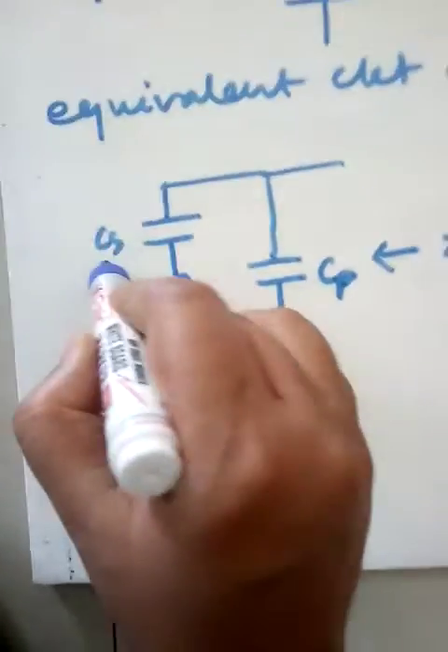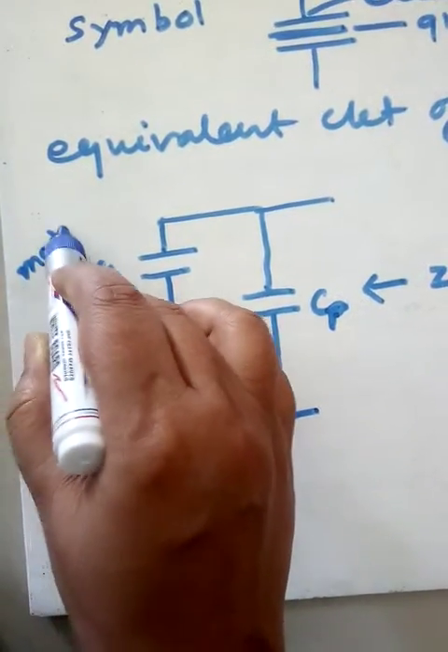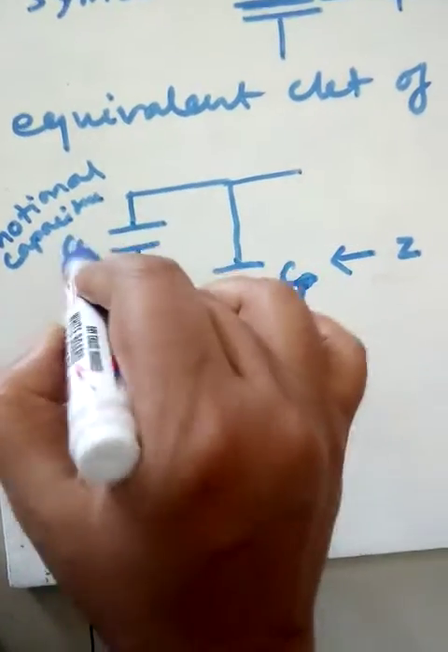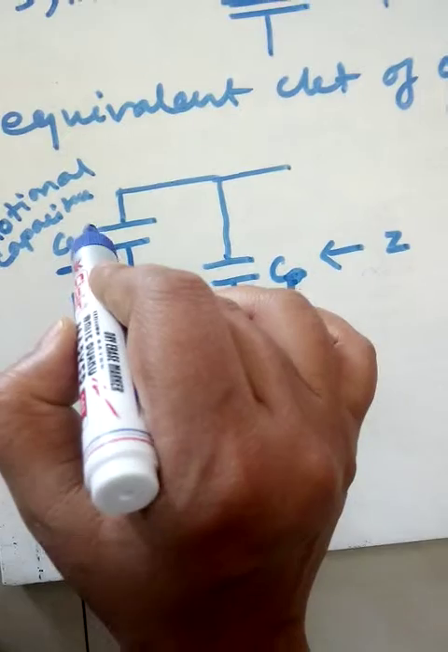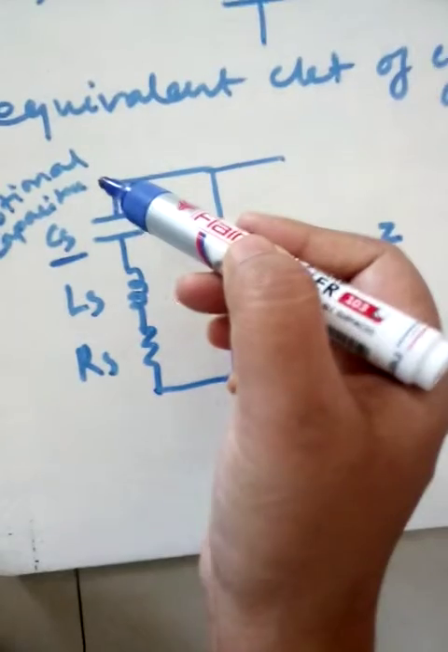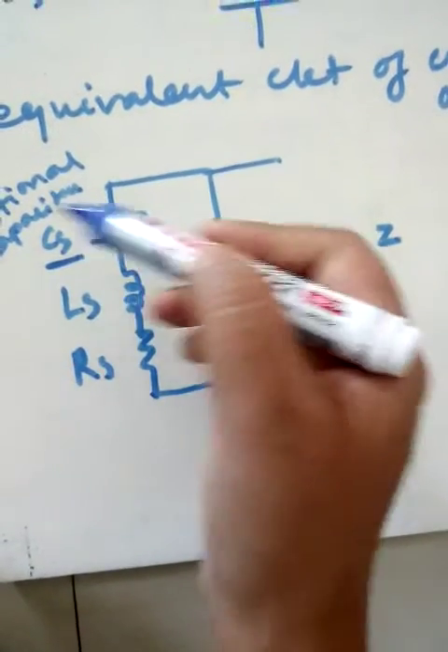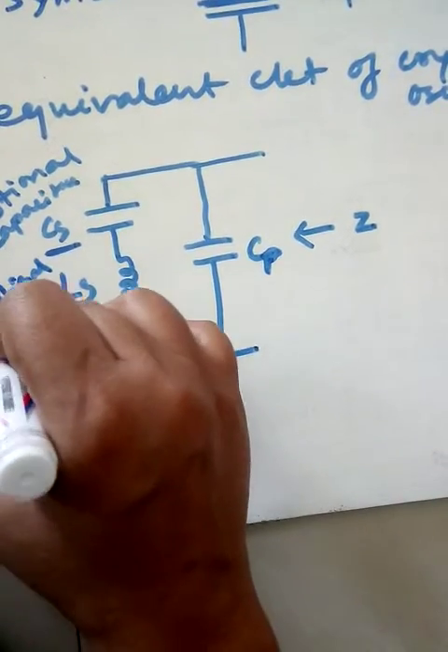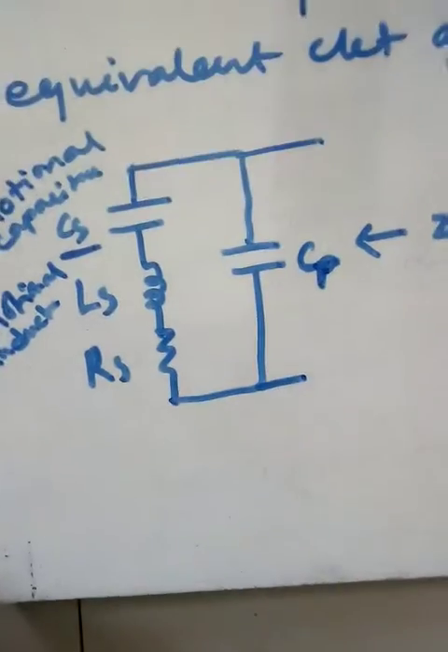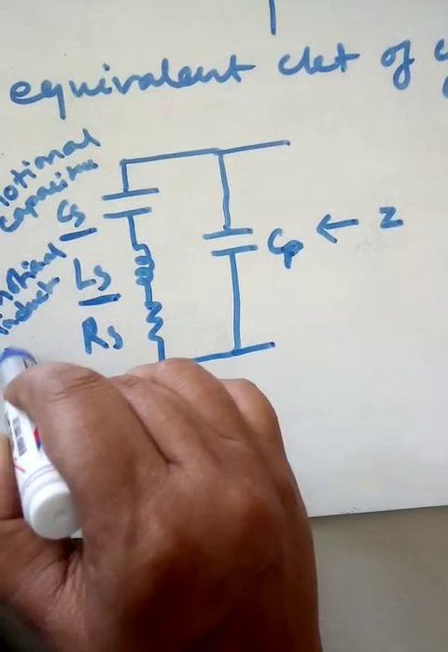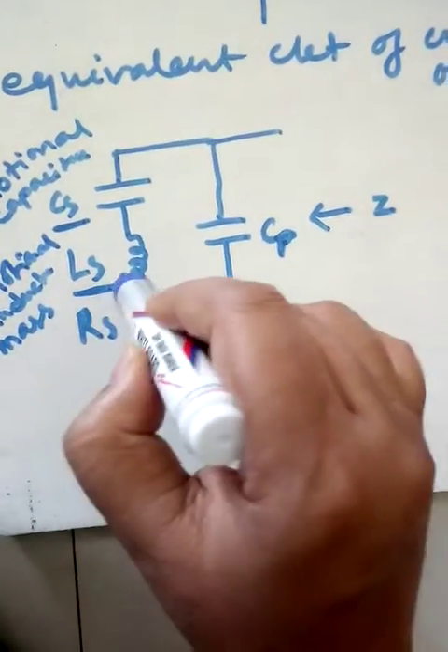Now what are these Cs, Ls, Rs and Cp? Cs is called the motional capacitance. It depends upon the characteristics of the crystal. Characteristics means the area of the plates, the thickness of the quartz crystal, the elasticity, etc. Next is Ls. Ls is called the motional inductance of the quartz crystal. Motional inductance accounts for the mechanical mass of the crystal.